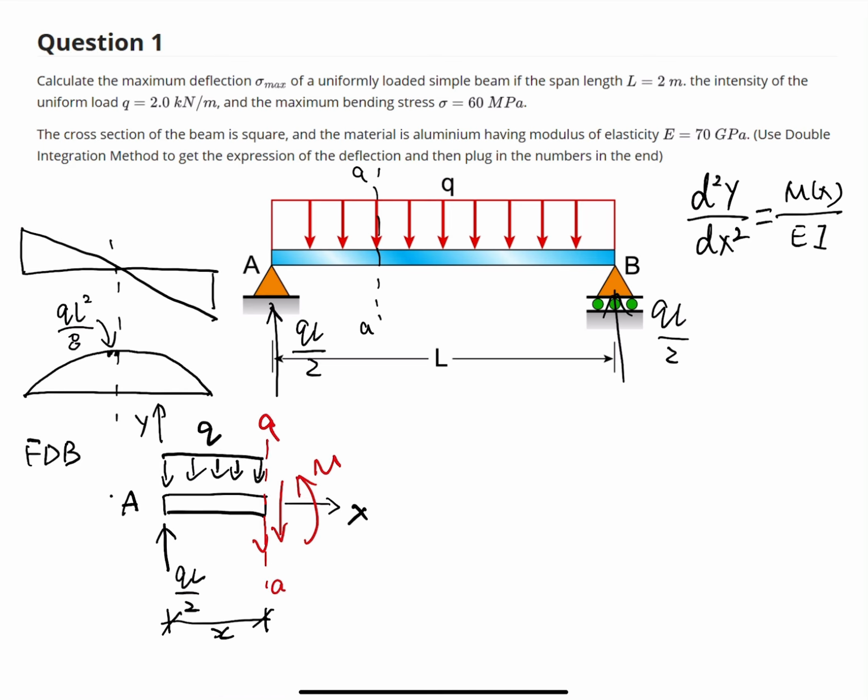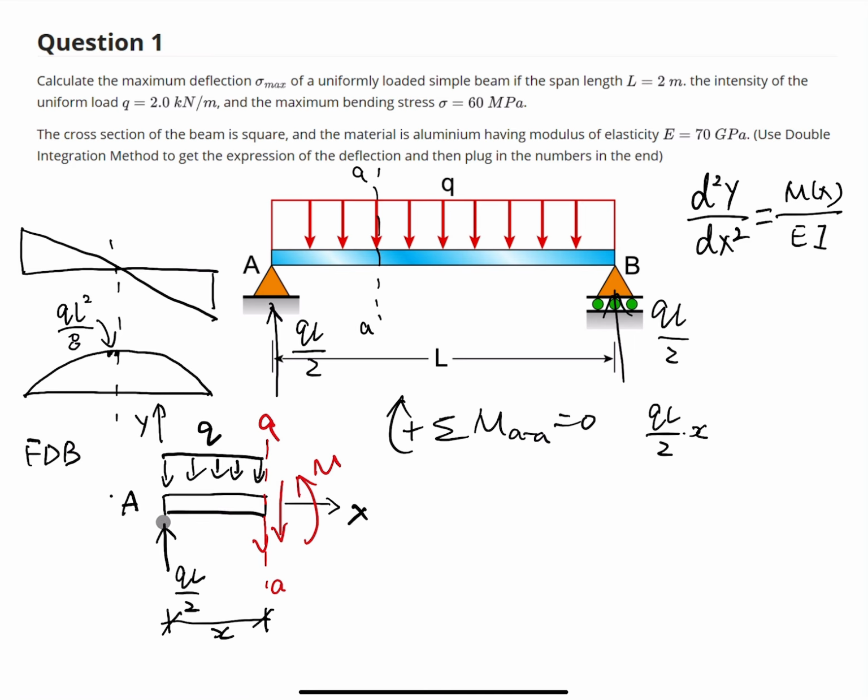If we write down the moment equation of equilibrium at the cutting section A to A, we have the sum of moments about A equal to 0. This is the moment equation of equilibrium. The positive direction is clockwise. So first of all, we write qL over 2 times the length of the segment x. It goes clockwise, so it's positive.